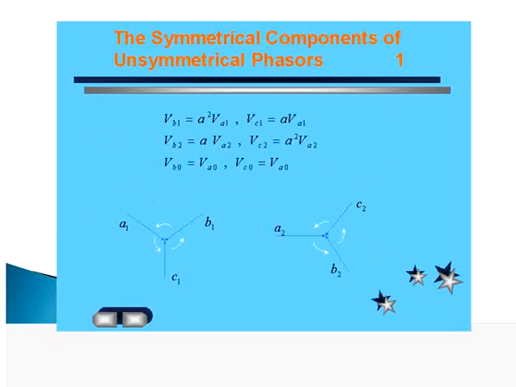Now this is about the positive sequence component. For zero sequence components, all are equal because there is no phase displacement. VA0 equals to VB0 equals to VC0. Now, can you tell VB2? Yes? Anybody? A into VA2. Yes, A into VA2 because it is only rotating at 120 degree. And can you tell VC2?